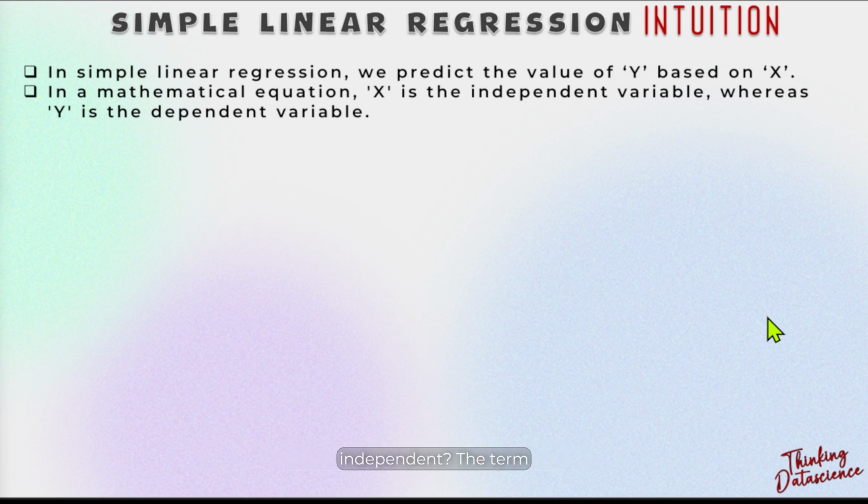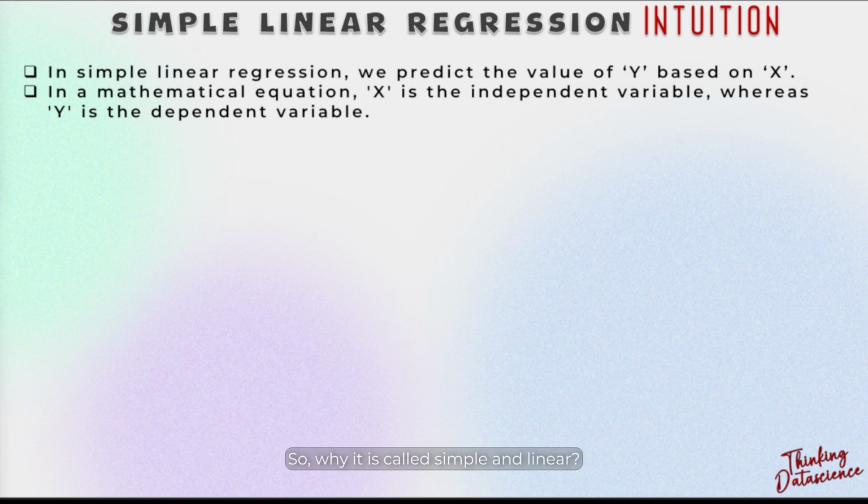So why is it called independent? The term independent refers to the fact that you can modify it on your own without any external influence. So you are free to assign any value to it as per your requirement. In simple linear regression, our goal is to establish a relationship between the two variables x and y. So by modifying x independently, we can predict the corresponding value of y using our simple regression model.